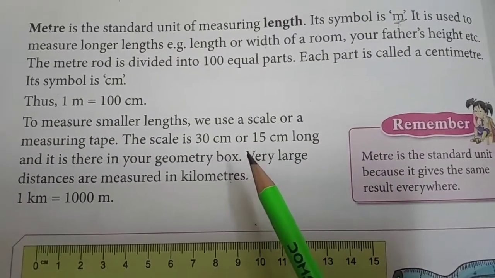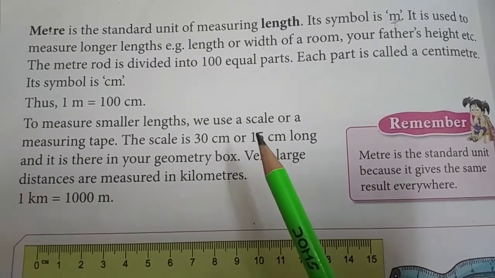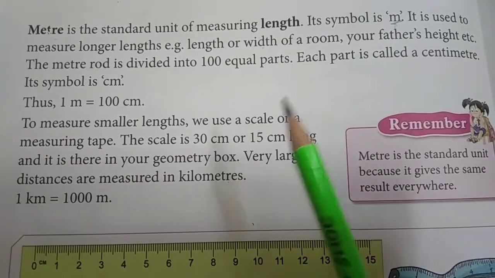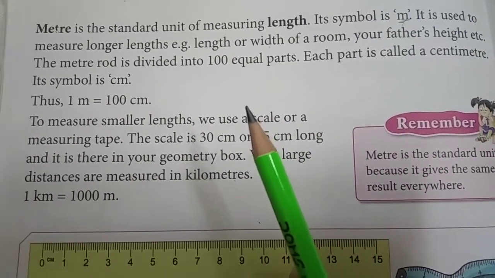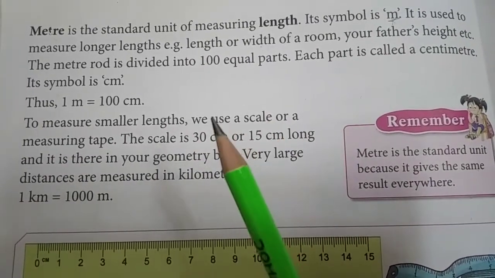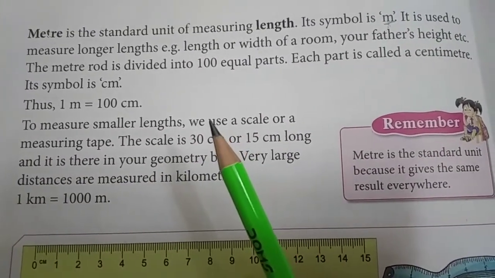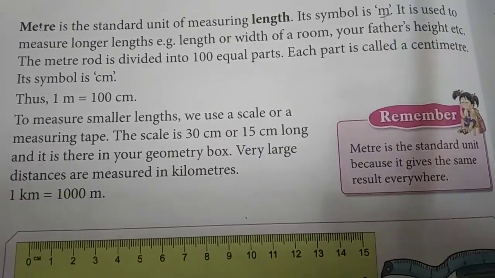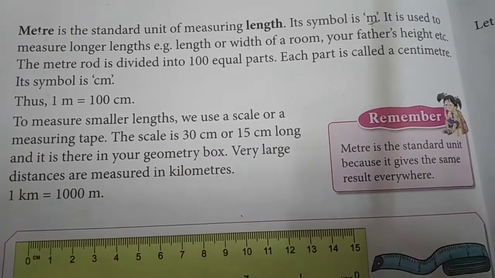So another unit that is used for length is what? That is centimeter. What is that? A meter is divided into 100 equal parts and each of the parts is called a centimeter. Okay, so 1 meter is equal to 100 centimeters.